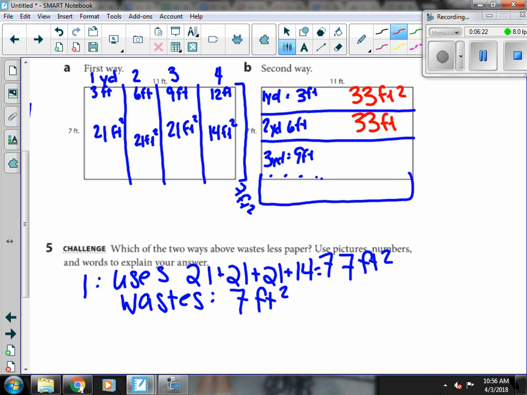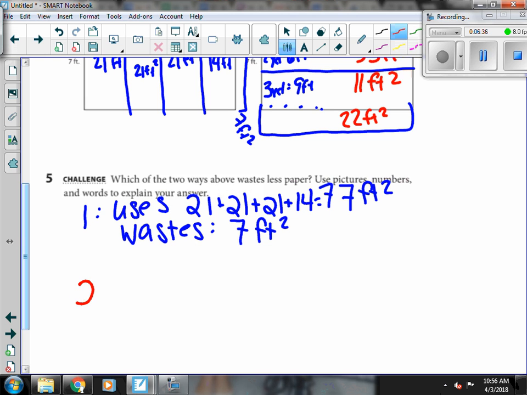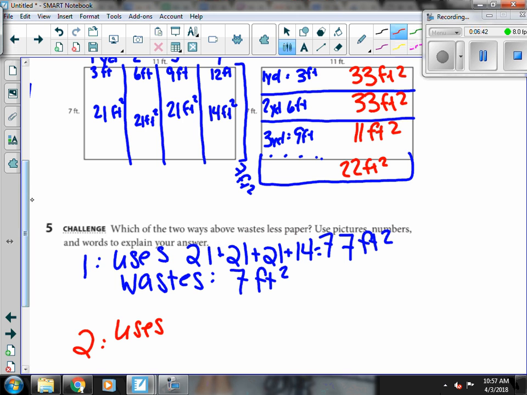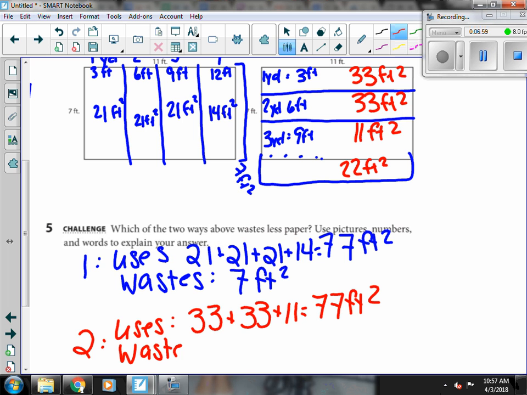Okay. Option 2, this is 3 feet by 11 feet, so this is 33 feet squared. 33 feet squared. And this one, I only needed 1 foot, so this is 11 feet squared. And I need to cut off 22 feet squared. So option 2 makes fewer columns, but it uses 33 plus 33 plus 11, which is 77 feet squared, but it wastes 22 feet squared.